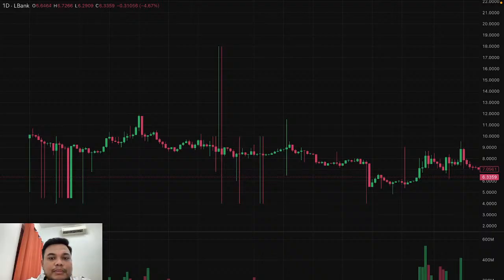Distribution patterns. When the price makes a higher high but volume keeps dropping, it means big players are selling while retail tries to push up the price. This divergence is a classic sign that the peak is near. When the price makes a higher high but the volume is dropping, it means big players are selling while retail tries to push the price up.